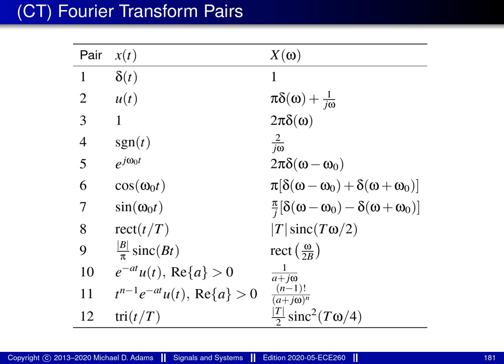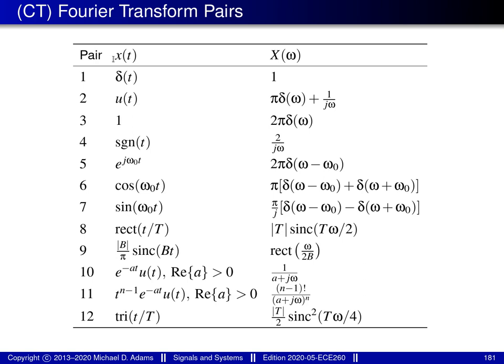When solving problems using the Fourier transform, we'll often find ourselves needing to compute the forward or inverse Fourier transform of certain commonly occurring functions. To assist with such computations, we often rely on a table of Fourier transform pairs. An example of such a table is shown on this slide.